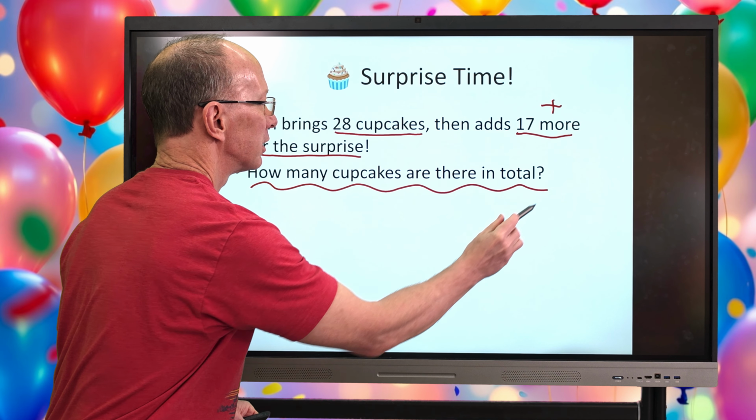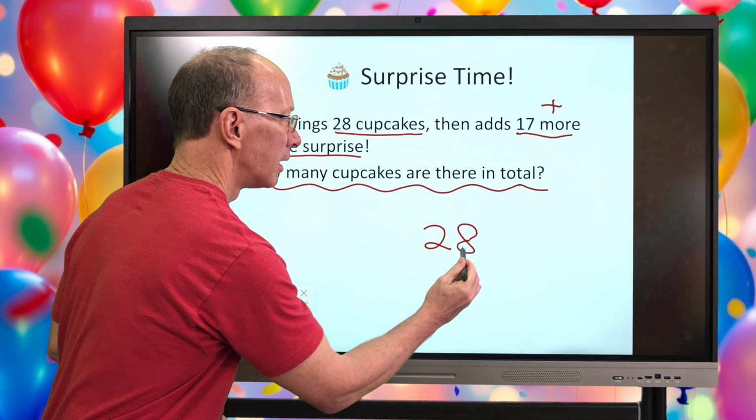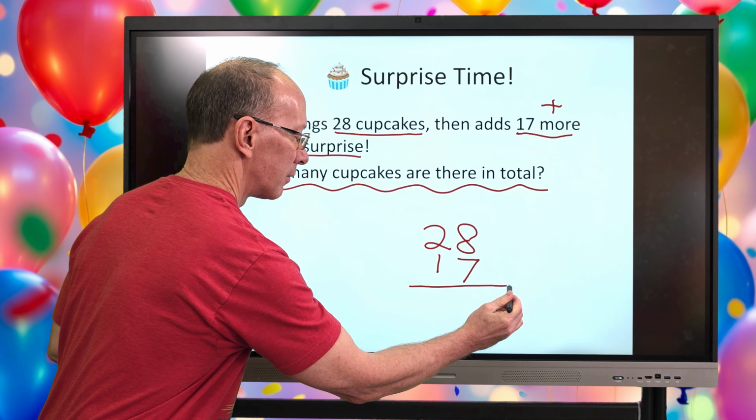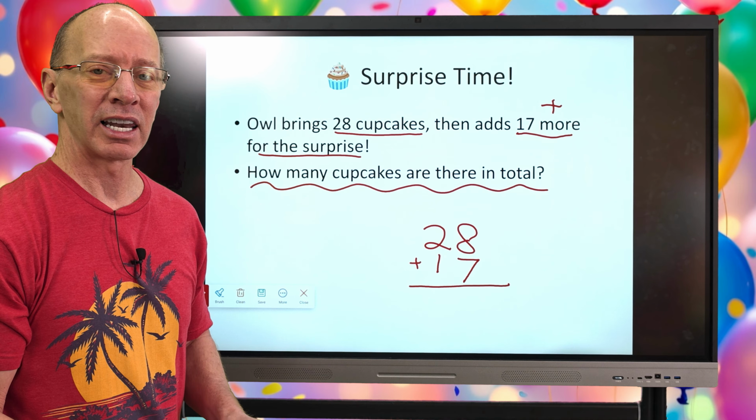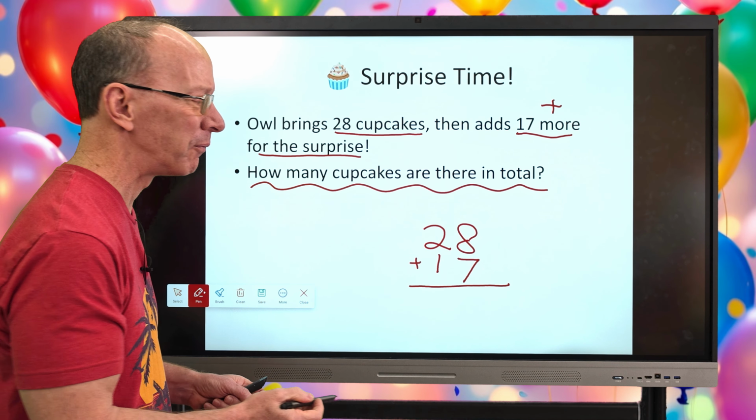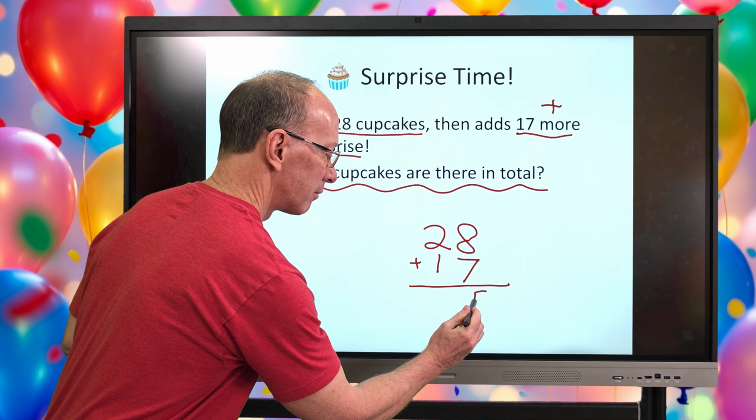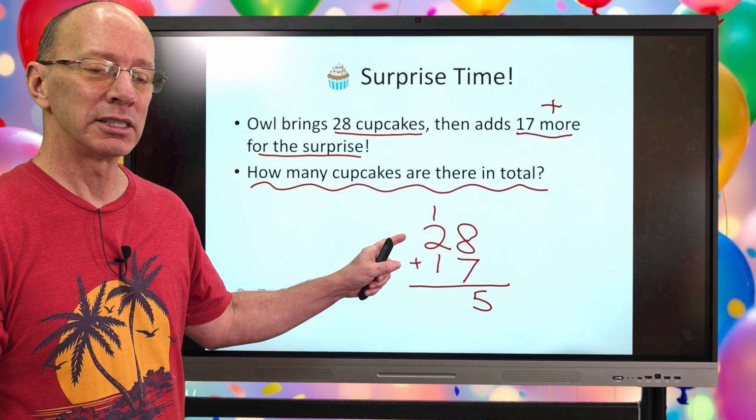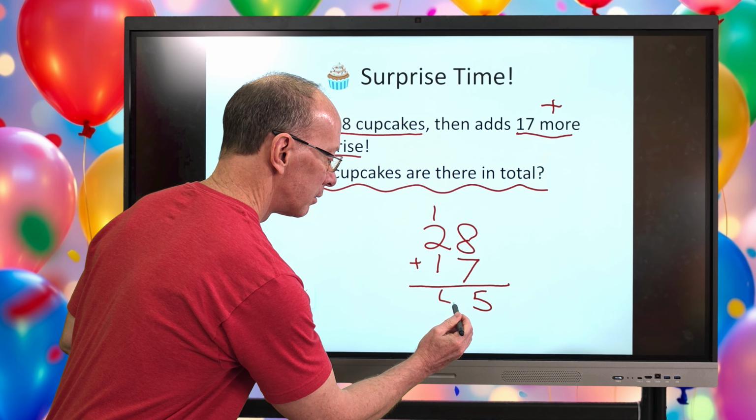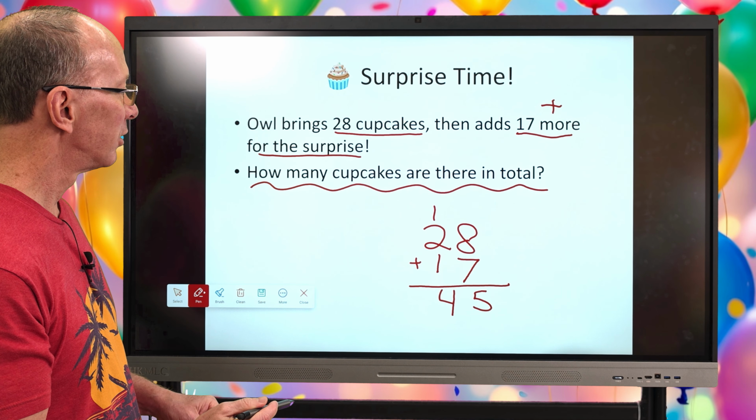All right, here's our question right here. Again, let's go ahead and write this out. We have 28 and then 17 more. Do you think everybody's going to get a lot of different cupcakes, or do you think there's going to be a lot of animals there at the party? I'm not sure. So let's go ahead and add the ones. 8 plus 7 is 15. Carry the 1, and then we have our tens. 2 plus 1 equals 3, plus the 1 equals 4. That's a lot of cupcakes there. A lot of cupcakes. Wow.